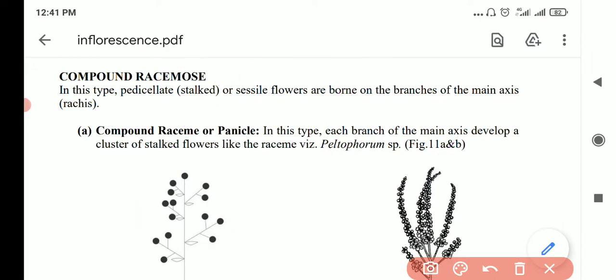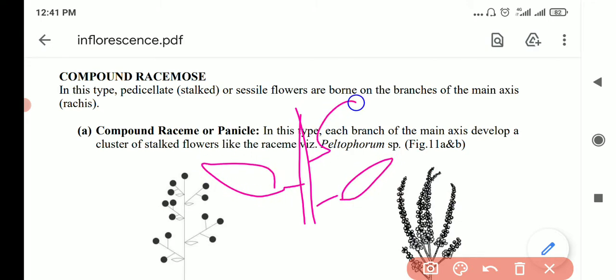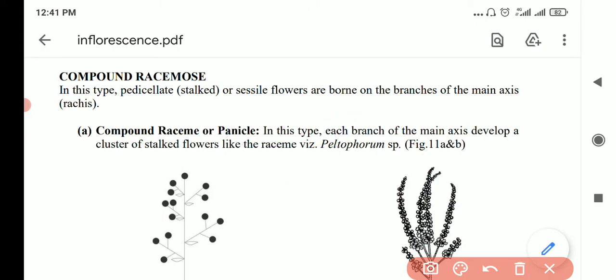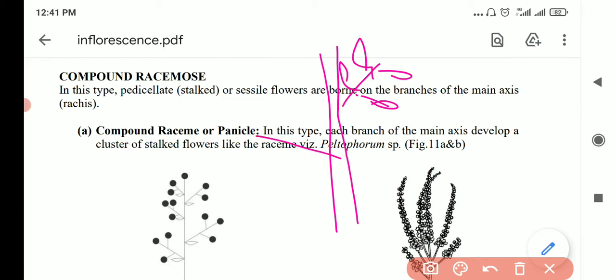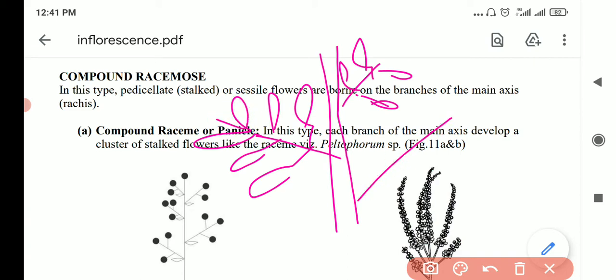Now don't be scared of this. This is nothing but racemose only, but with this word compound. Compound means many. So remember your raceme, that mustard plant, was just like this. This is the flower. Now just imagine there is one giant rachis and then another raceme here, another mustard flower here, then again another mustard flower here.